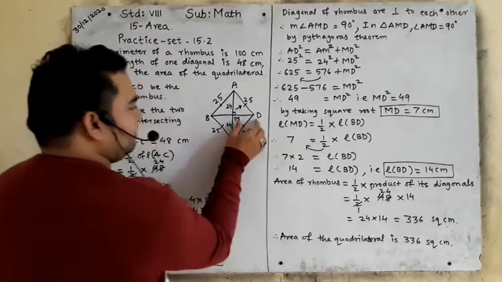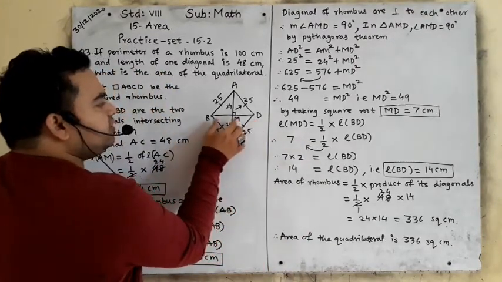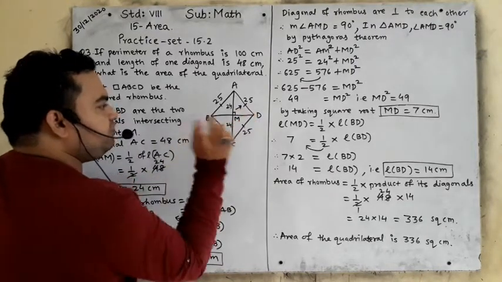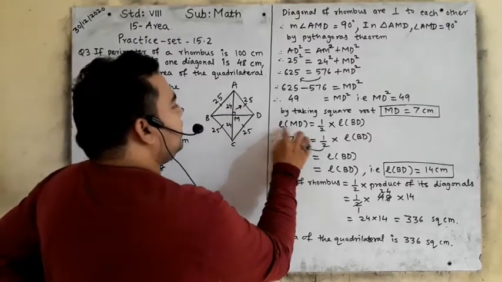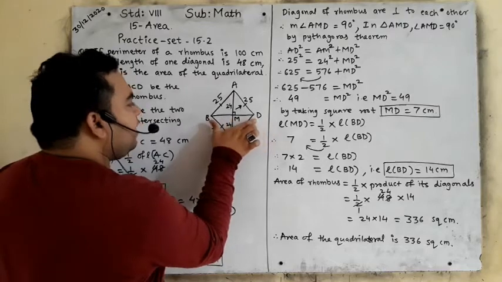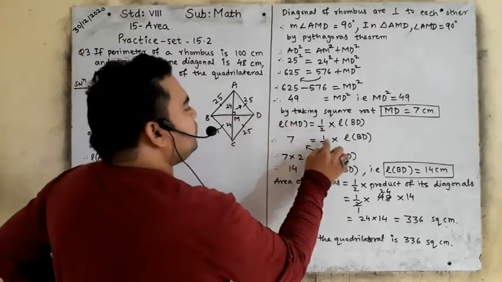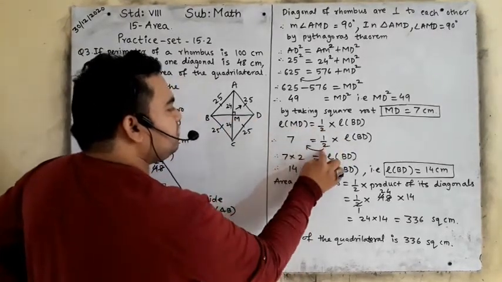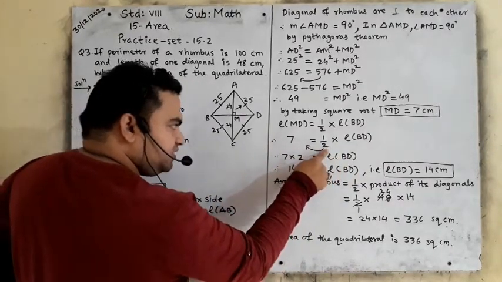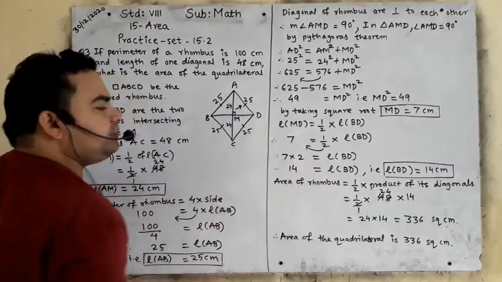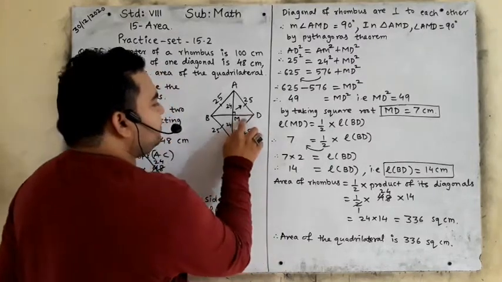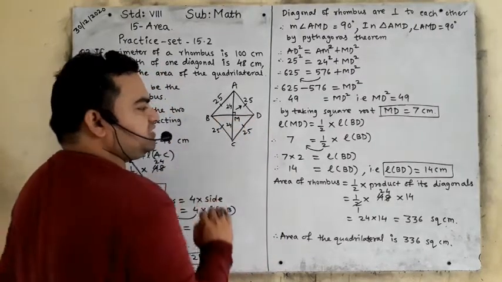Now MD is 7, so MB is also 7, 7 plus 7 is 14. So BD will be 14. But look at the formula here: MD is half of BD. So we know that MD is 7 and this is 1 upon 2 BD. BD we don't know, so this 2 which is in division form will come here and multiply. So 7 multiplied by 2 is 14. So MD is 7, MB is 7, so BD is 14 cm.